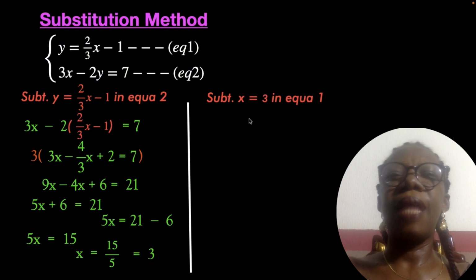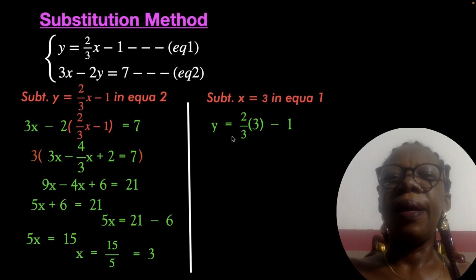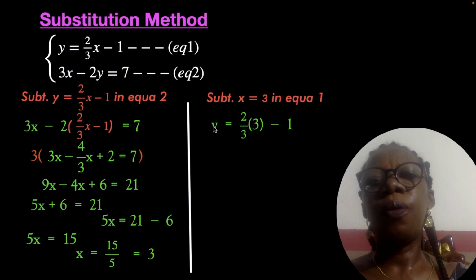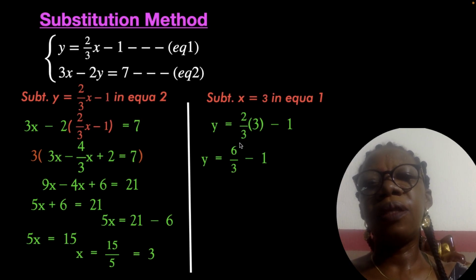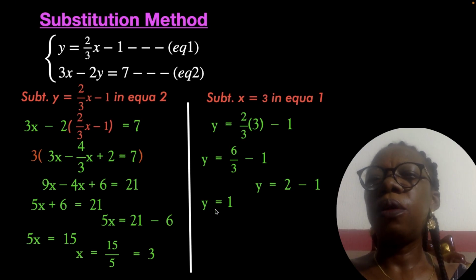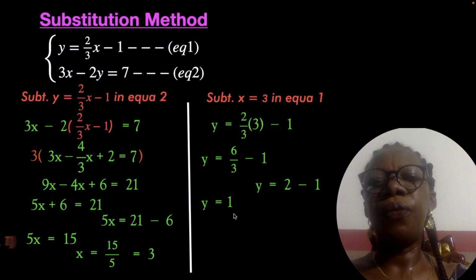Okay, substitute x equal to 3 in equation 1. y equal to 2 over 3, x is 3, minus 1. This equation becomes y is equal to 2 times 3, 6 over 3, minus 1. 6 over 3 is equal to 2. y is equal to 2 minus 1, and y is equal to 1. Alright, so the value of y is 1 when x is 3.